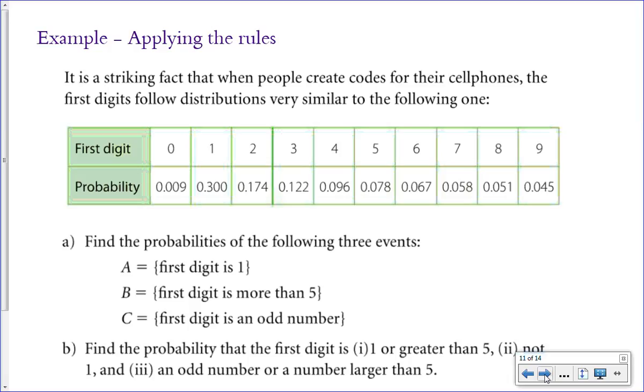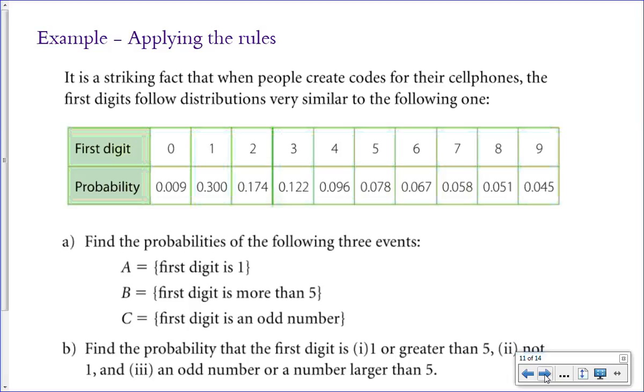And then C, the first digit is an odd number. Okay, so for the first digit being an odd number, we can add together the separate probabilities of 1, 3, 5, 7, and 9. So again, just applying the fact that because these are mutually exclusive events, we can add their probabilities together to get the probability that something will be either 1 or 3 or 5 or 7 or 9, and it comes out to 0.603. You could check me on that addition, but even if I'm wrong, you get the idea that we're adding together the 1, 3, 5, 7, and 9 probabilities, which we can do because these are mutually exclusive events.